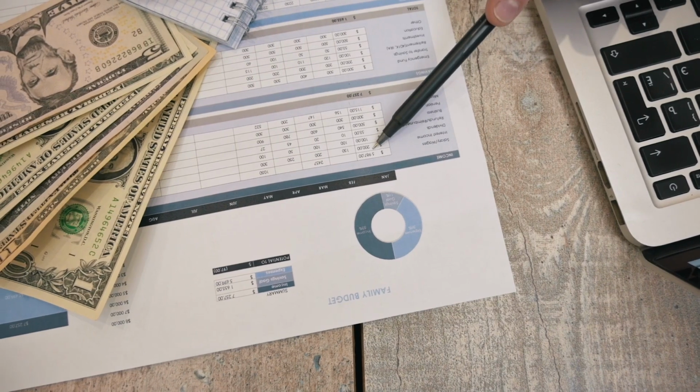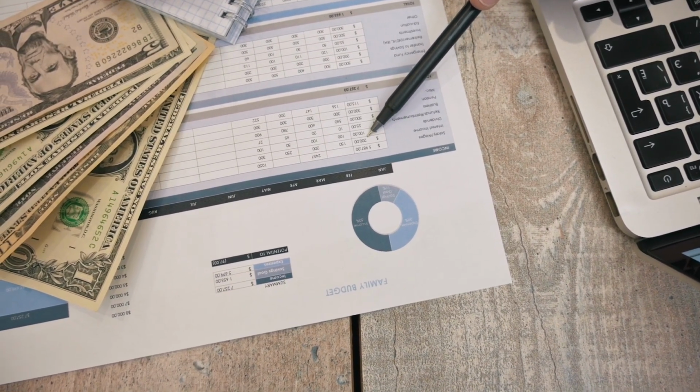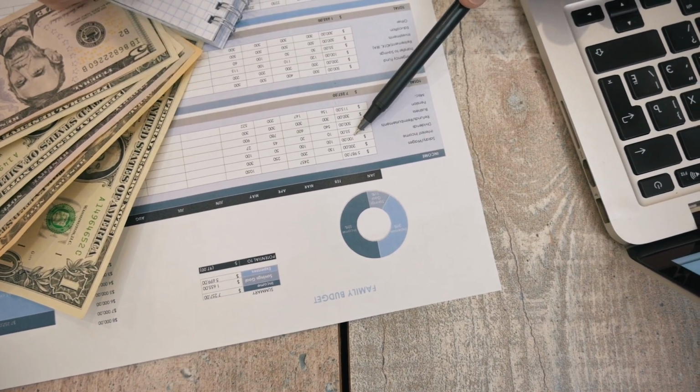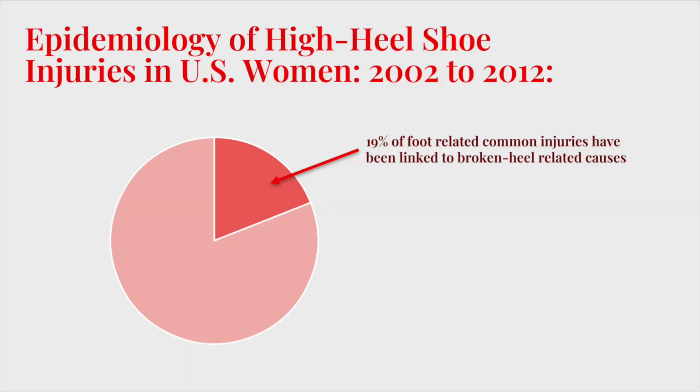To maximize profit, manufacturers tend to cut down on the sturdy materials, opting for plastics or imitation materials lacking the structural integrity of high-quality craftsmanship. But this is no excuse to sacrifice quality for profit, as according to a study investigating the increasing trend in high heel-related injuries, 19% of common foot-related injuries have been linked to broken heel-related causes.